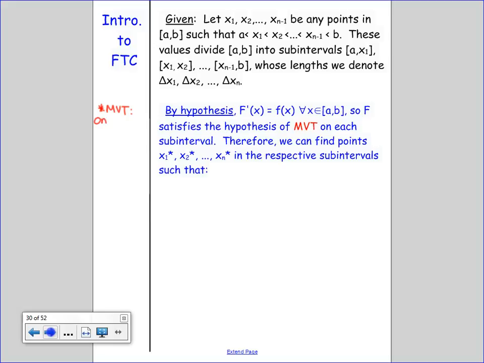Wait a minute, how many subintervals am I theoretically trying to get to? An infinite number, so I'm not going to say all of them. I'm going to pick one, the first one. I can say, by MVT, since my integrand is coming from a continuous differentiable function, I can say on, just for instance, that first subinterval.